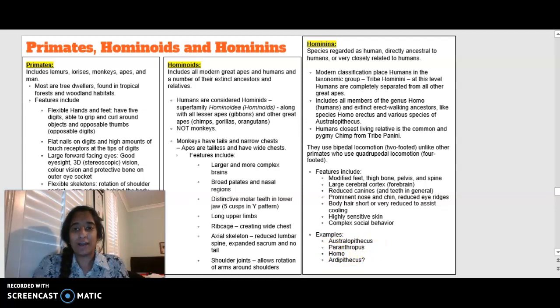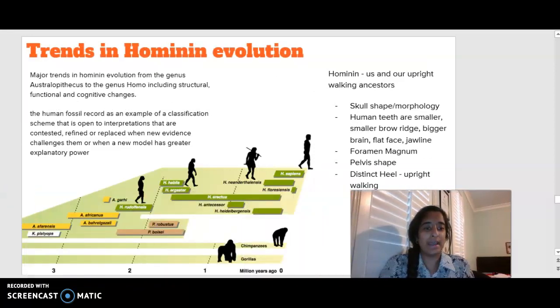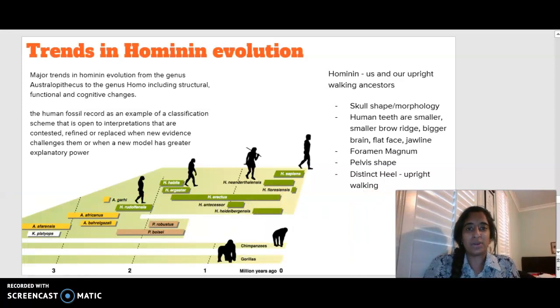So let's get right into that. In terms of looking now at hominin evolution and how modern humans as we know them came to be, we need to understand that there are major trends in hominin evolution from the genus Australopithecus all the way down to Homo sapiens, which we are. So anything starting with the genus A stands for Australopithecus, and anything starting with H is for the genus Homo. So remember, when we write these down, we write genus first and then species.